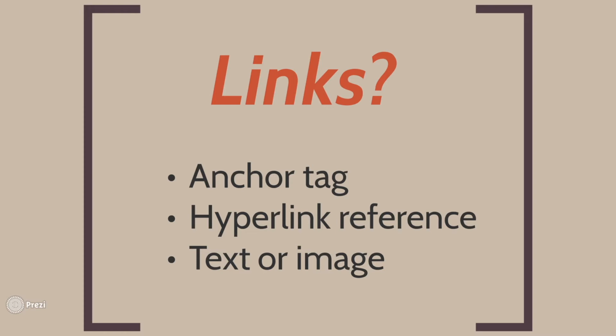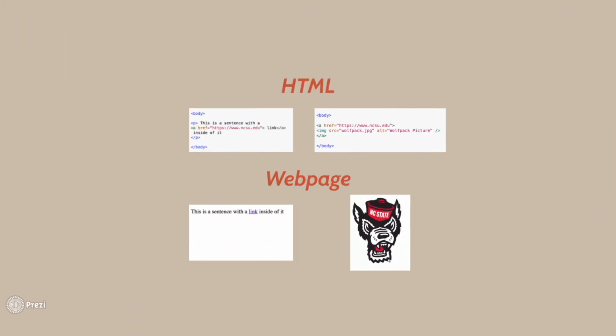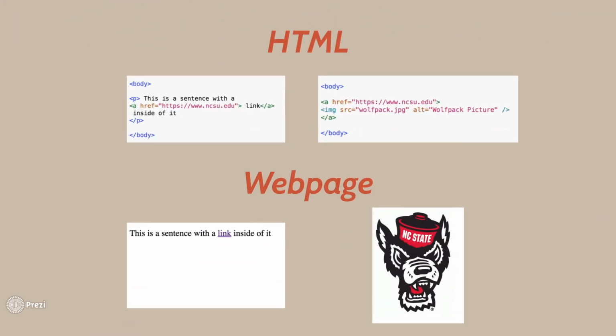Now we'll add a link. You need an anchor tag, a hyperlink reference, and text or an image to apply the link to. On the left, we will add a link to some text. Write the anchor tag around the text you want to be linked. Start with the anchor tag A, then write href equals your link in quotes. This tag is not self-closing, so after your text, you must close the tag.